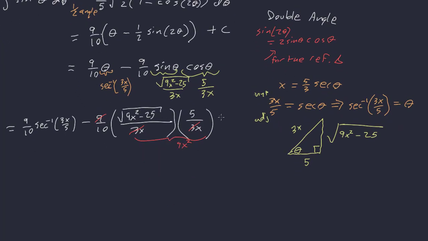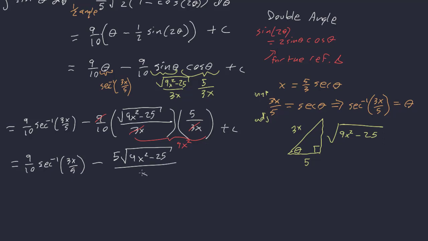Okay, so our final simplified answer, I should make sure I put my plus c's, we'll get 9/10 secant inverse 3x over 5. Then I'm going to move this 5 out to say that this is going to be 5 times the square root of 9x squared minus 25 all over x squared plus c. Whew, and we're done.